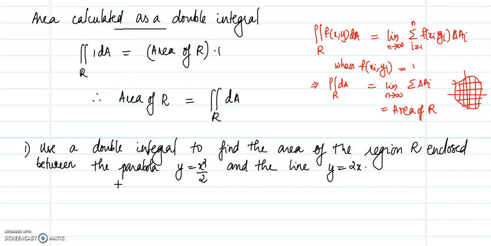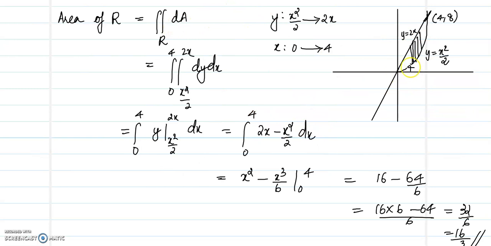Let us now look at a few problems on finding the area using this. The first problem is to use a double integral to find the area of the region R enclosed by the parabola y equal to x square by 2 and the line y equal to 2x. So we need to sketch the region and identify the limits. Depending on the given region, we take either dy dx or dx dy. So this will be the double integral over R of either dy dx or dx dy. So this is the region.